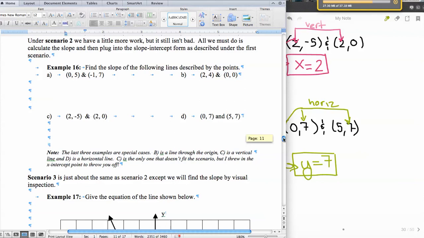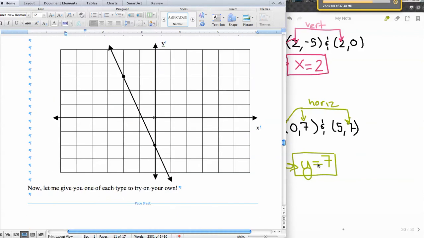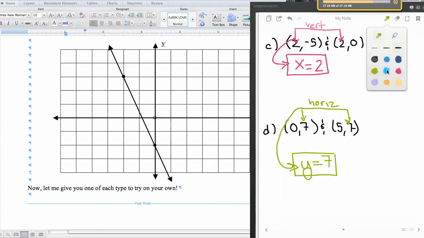Okay, next one we have, scenario 3 here, is we have a graphed line. And so in this one, what we have going on is we have to find the slope visually. So we're going to go from this point down to this point. Our rise is negative 1, 2, 3, 4, and 5. So our slope is negative 5 over, now we're going to go the run, so starting from here, over 1, 2 to the right, so it's positive 2, and there's my slope.